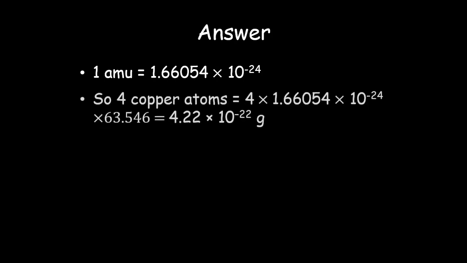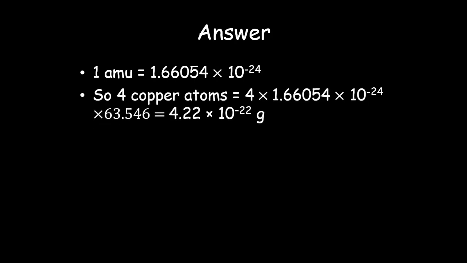Okay, here is the answer. 1 AMU equals 1.66054 times 10 power negative 24 grams. Sorry, I missed adding this. So 4 copper atoms equal 4 times 1.66054 times 10 power negative 24, times its mass number, which is 63.546. So the answer would be 4.22 times 10 power negative 22 grams. The answer is E.